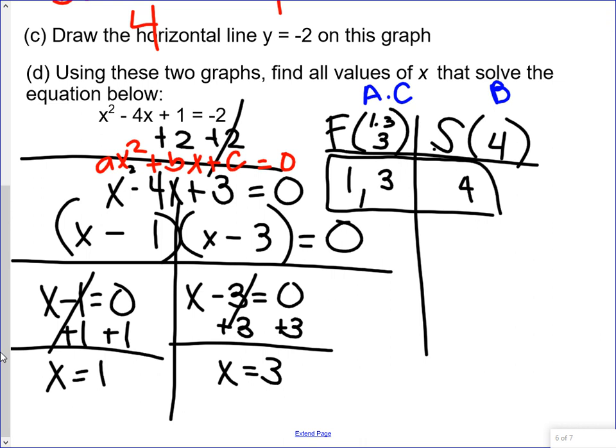Would this graph be a function? You guys all have the picture on your thing. Would this graph be a function? Yes or no? Yeah. It's a parabola. We do not have multiple values for any x value with our parabolas.